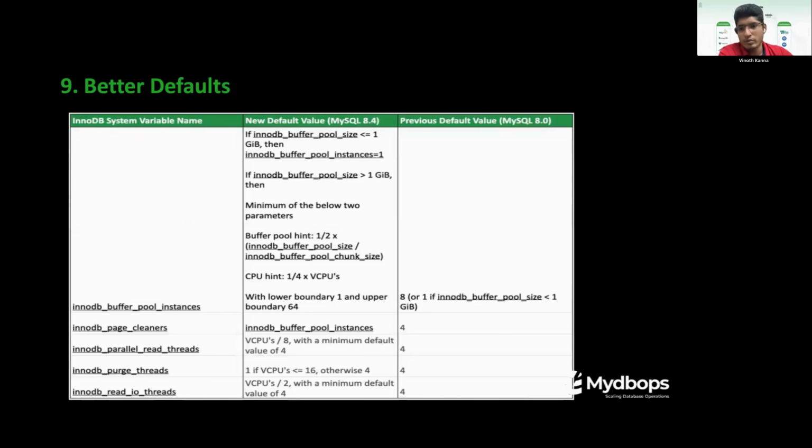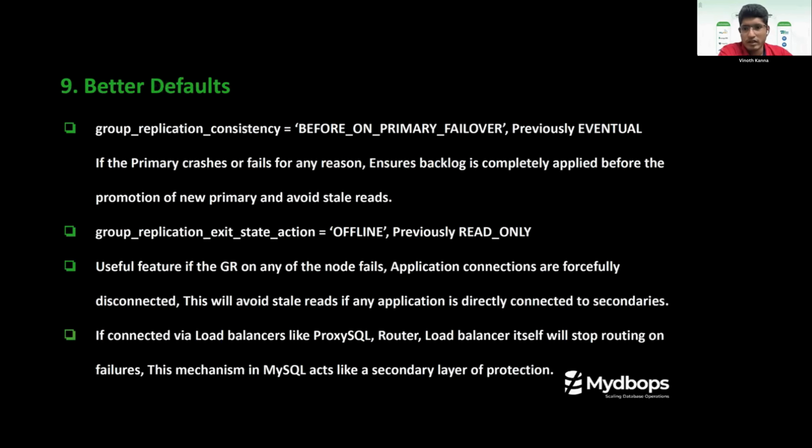And coming to the better defaults, we can see that group replication parameters are tuned as well. Group replication consistency is changed from eventual to before on primary. Again, this is one of the useful features if the primary crashes for any reason. This parameter ensures that the backlog is completely applied before the promotion occurs and avoids stale reads.